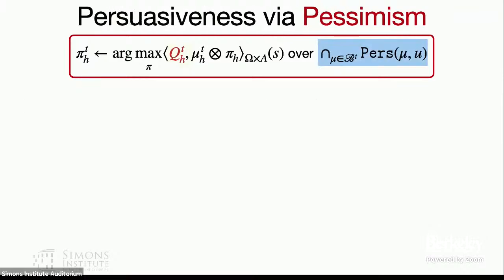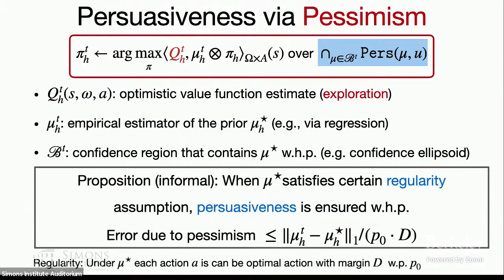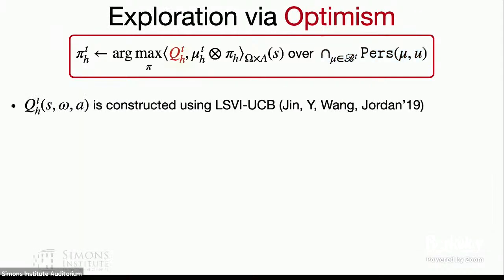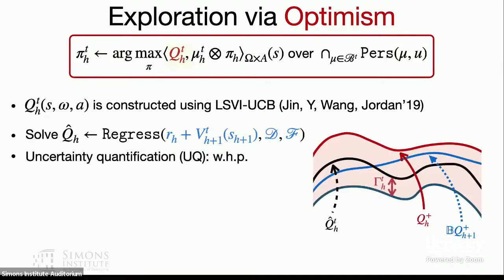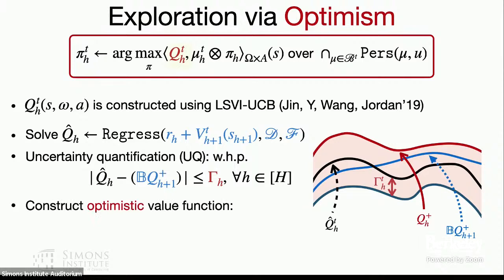And then in terms of algorithm design, what I haven't talked about is how to construct this Q function. It's quite standard. It can be constructed using any optimistic reinforcement learning algorithm. And in our paper, we use LSVI-UCB. So it contains two steps. The first one is to solve a ridge regression problem. And the second step is to do some uncertainty quantification, use the width of the uncertainty region as a bonus function, and add it to the value function to construct an optimistic one.